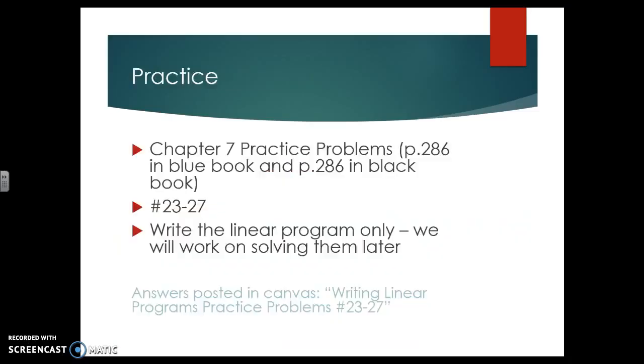So I want you to take a moment and go to your book and practice questions 23 through 27. The answers are posted in Canvas. But in your book, the optimization chapter 7 is not in the main book. It is in the very, very, very back. Think appendix, and then behind that, we have added 2 to 3 chapters behind it. So check this out, and I will see you next time.